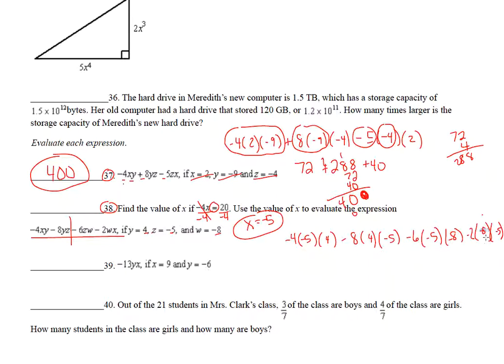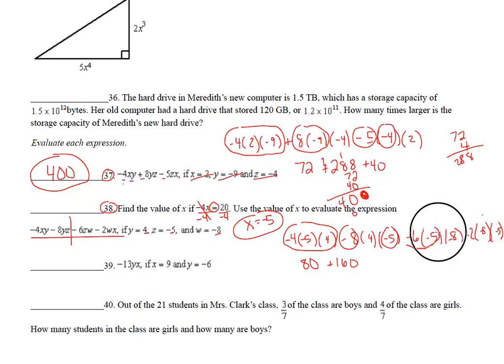All right, so if we're working from left to right here, let's simplify negative 4 times negative 5, which is 20. 20 times 4 is 80. And then negative 8 times negative 5 is a positive 40. 40 times 4 would be a positive 160.